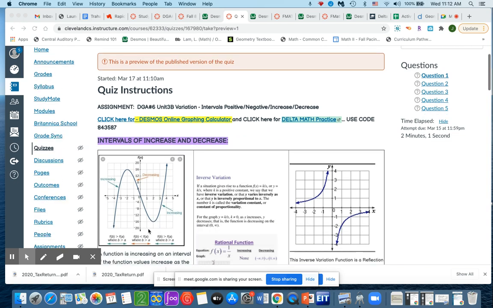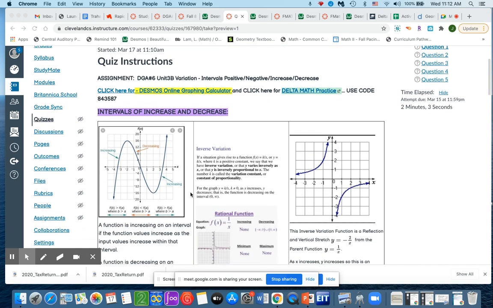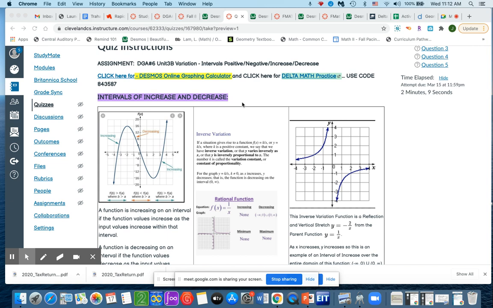Okay, all right. So if you go to the top of your screen, as mine is, the top part is talking about what is called intervals of increase and decrease. And so that's the vocabulary you had just described to me, if something's increasing or decreasing.